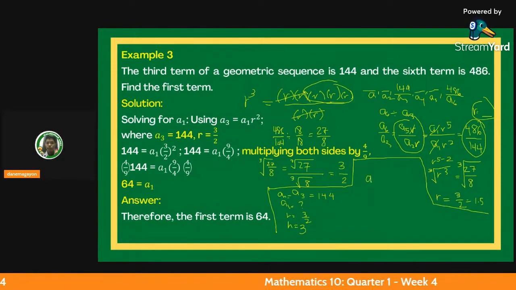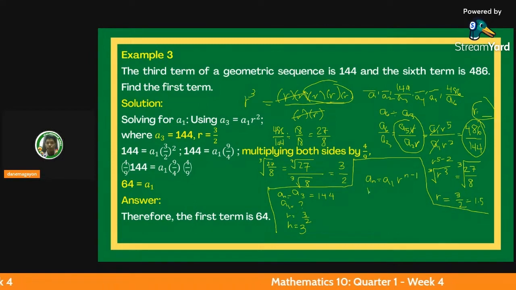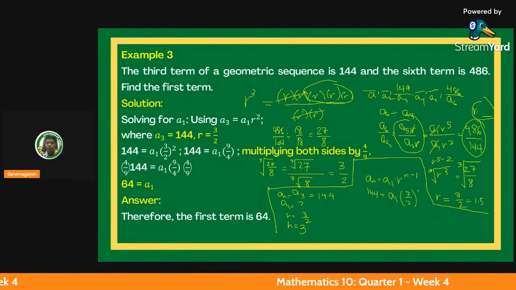So, let's start. So, we have A sub n equals A sub 1 times R raised to n minus 1. Ito yung sinasabi ko. Yung A sub n natin is we have 144. Yung A sub 1 natin is unknown. Yung R natin is we have 3 halves. And then, yung n natin is we have 3 minus 1.